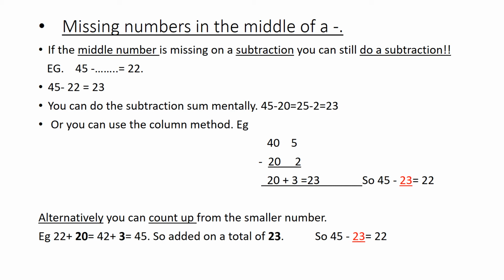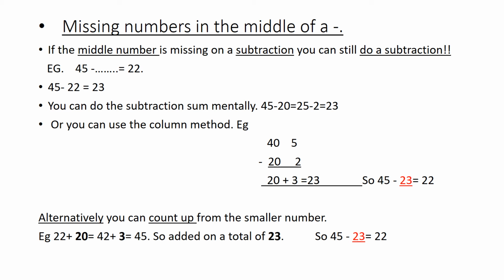So still looking at if the missing number is in the middle of the calculation, but this time it's a take away. Now, if the middle number is missing on a take away, you can still actually do a subtraction. So you would just go 45 take away 22, which is the answer. So 45 take away 22 equals 23. Again, you can do this mentally. So remember, we keep 45 the same, then take away the 10s, which is 20, which will give us 25, and then we take away the 2, so that gives us 23.